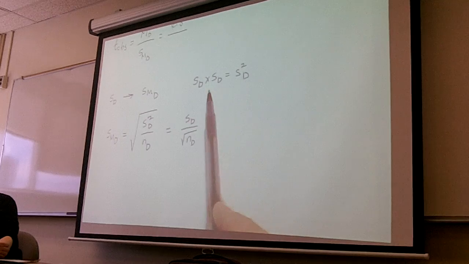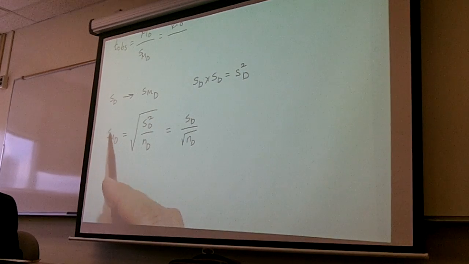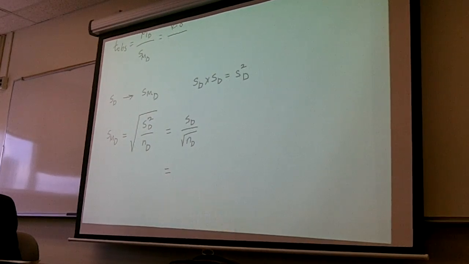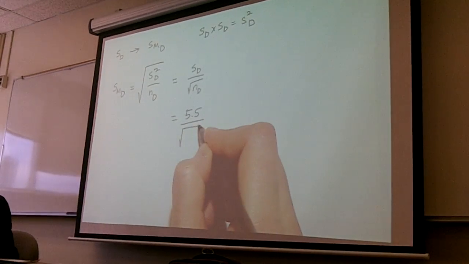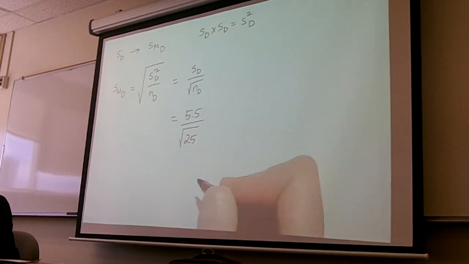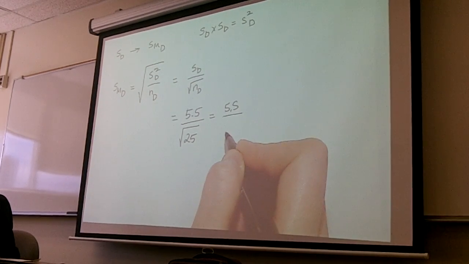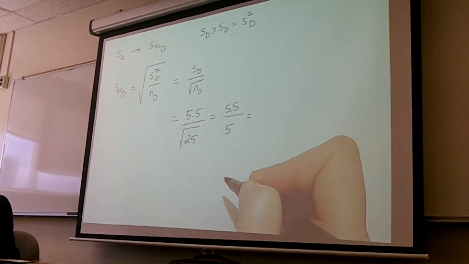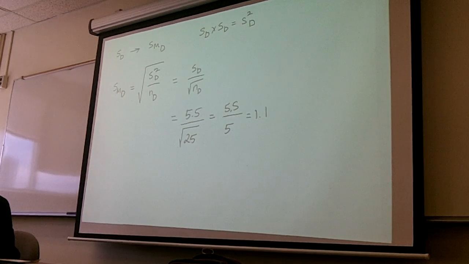So I told you that this is 5.5. One way we could do this is 5.5 over the square root of, how many people are in this study? 25. So that would be 5.5 over the square root of 25, which is 5. So what's 5.5 divided by 5? 1.1. That's the easiest way to do it.